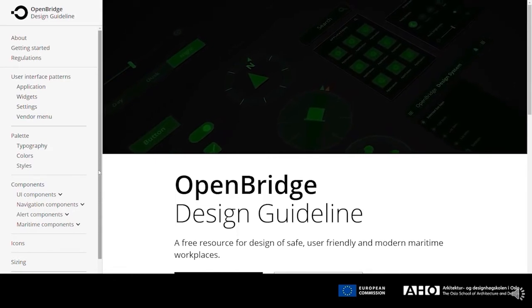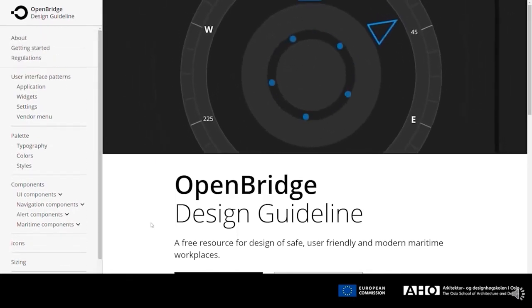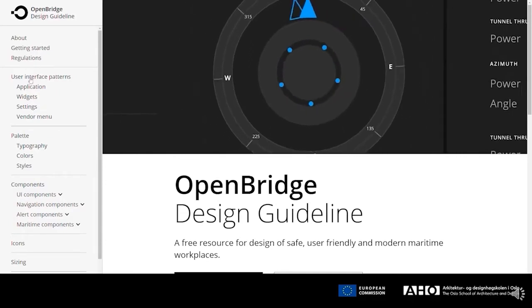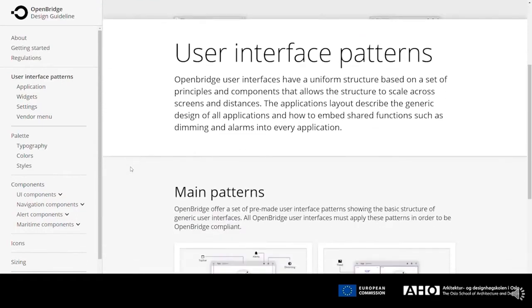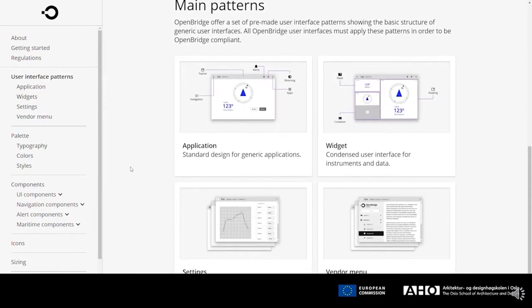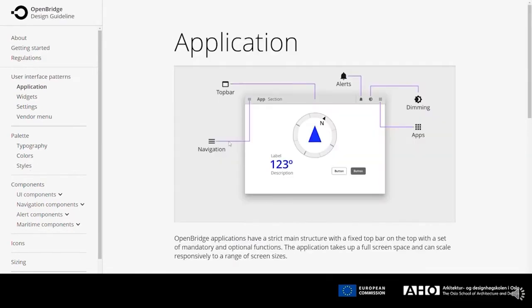OpenBridge is an open source design system for maritime workplaces that is developed at the AHO. OpenBridge includes tools that allow for consistent design across all screens in a ship's bridge. By using concepts from OpenBridge, we made an AR system design that delivers a consistent user experience across all OpenBridge compatible systems.